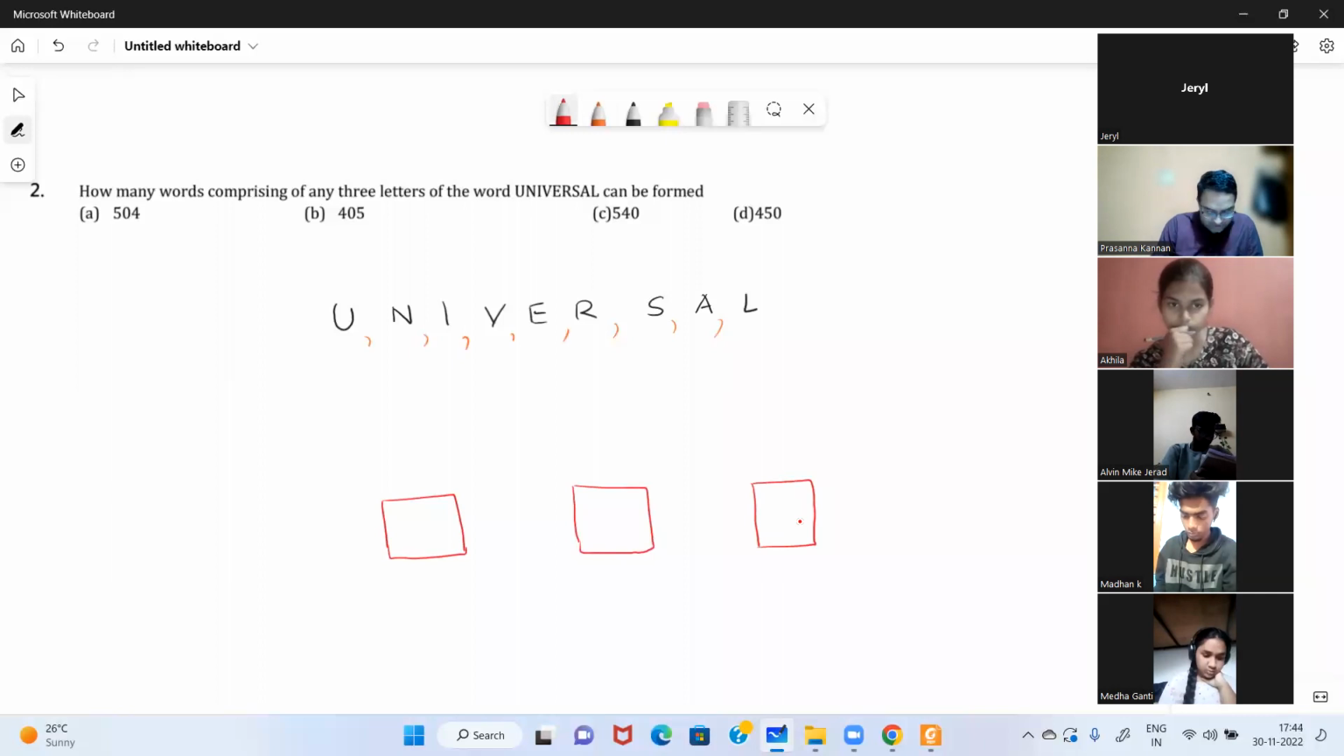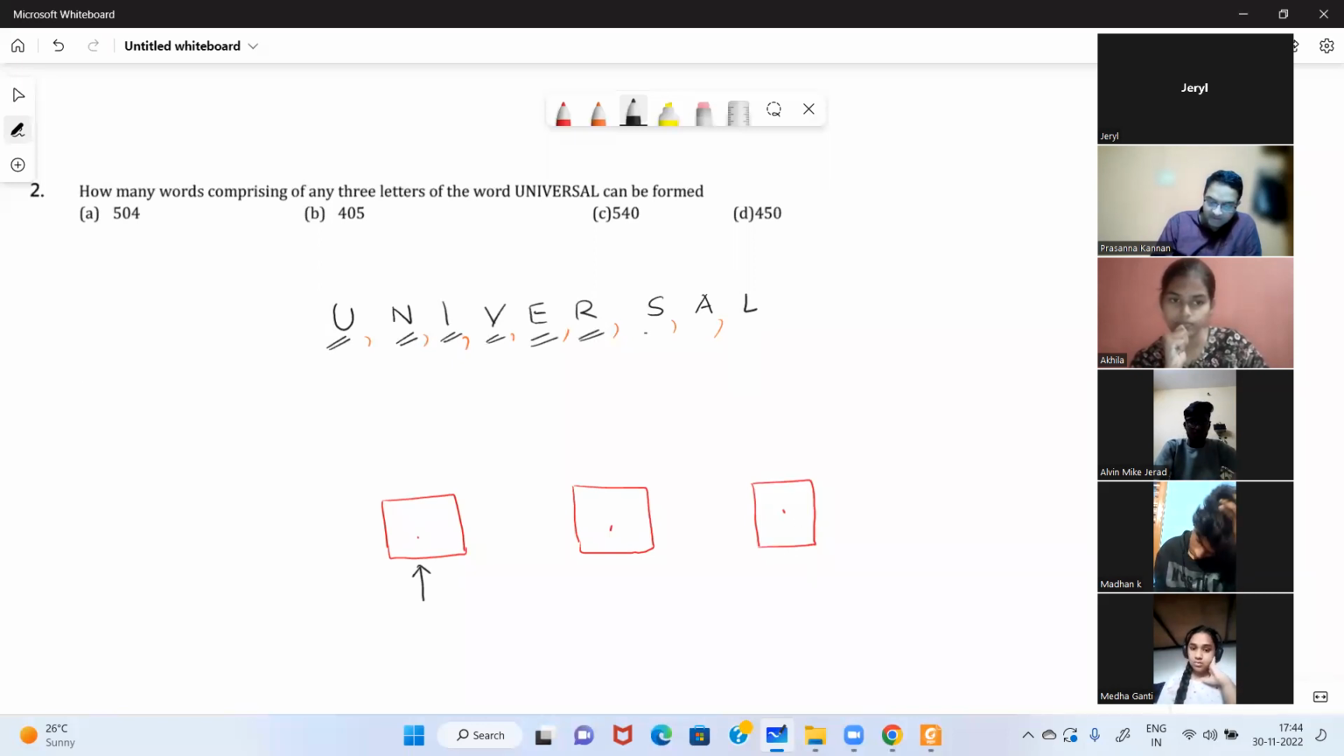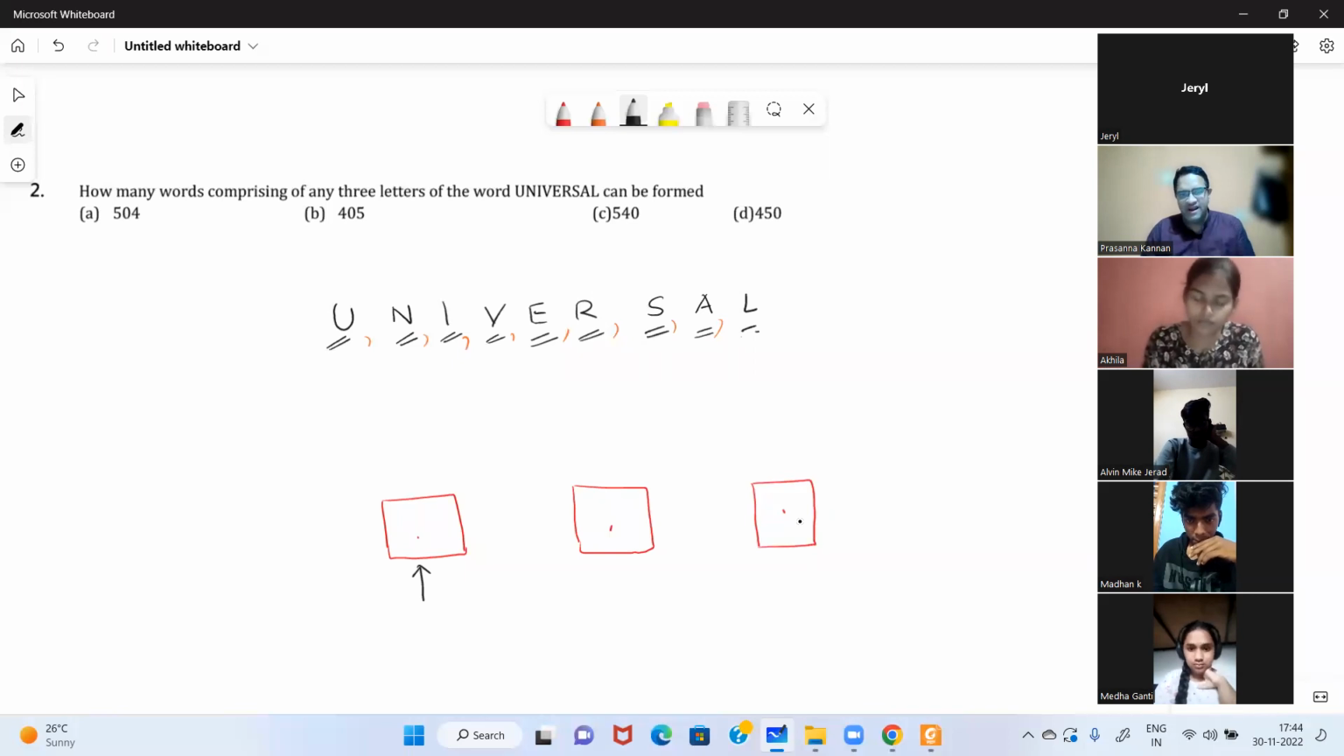So let's say this is the position for the first letter, the position for the second letter, and the position for the third letter. Got it, guys? Now, let's say I'm going to fill the first position. From these letters, I have to choose one, correct? To fill this position, how many possible ways are there? 9 ways: either U or N or I or V or E or R or S or A or L. So 9 ways I can select this. Do you agree?